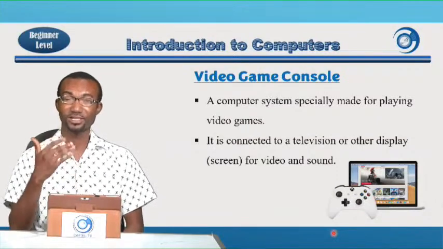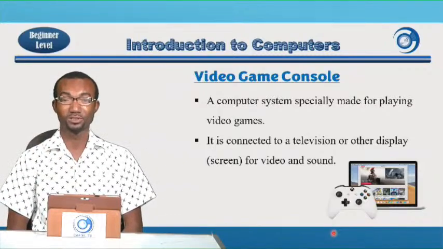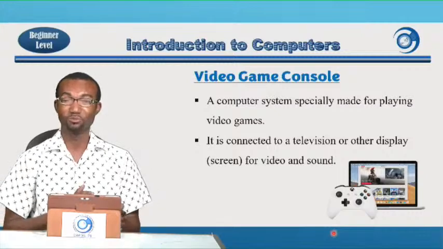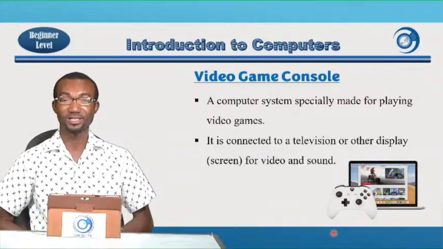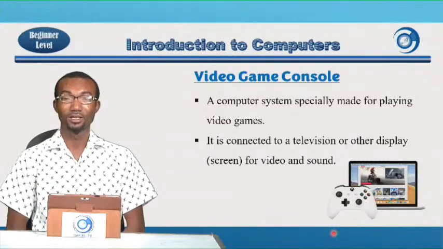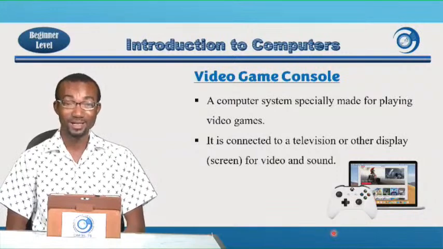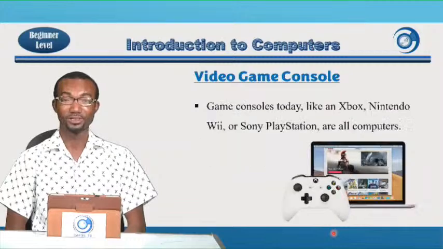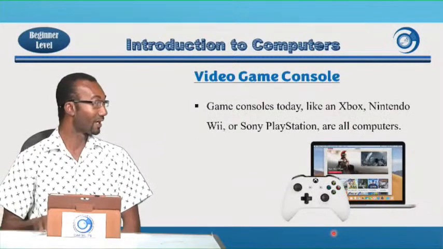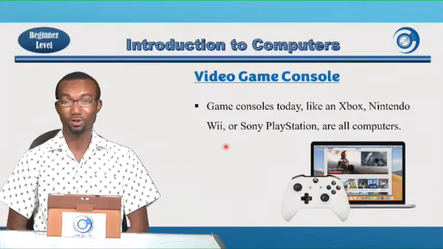The television is fixed on a wall, and then you connect this video game console to it to enjoy playing your games. It cannot be moved from one place to another, because the movement brings about some kind of inconvenience. So a video game console purposely used with a television set is also an example of stationary personal computers. Game consoles today, like the Xbox, like the Nintendo, like the PlayStation, are all examples of computers.